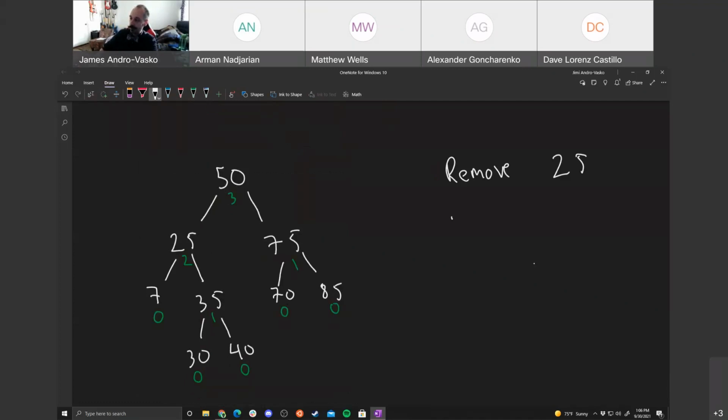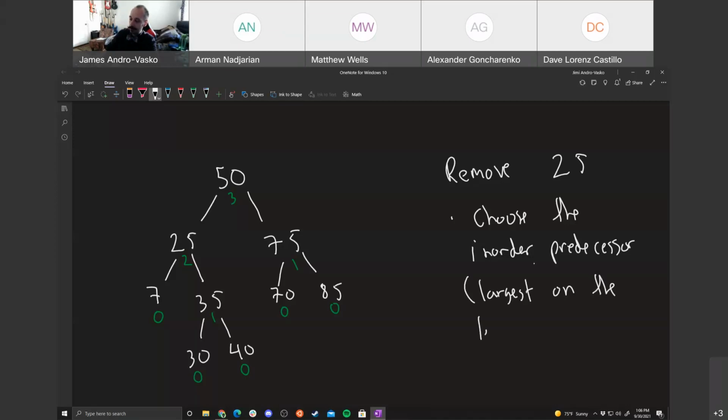25. We're going to choose the in-order predecessor. It really means just the largest on the left subtree. All right, so in this case, it's going to be 7. That's going to be the largest on the left subtree because 7 has no right children. So from the left of 25, you go as far right as possible, and 7 is the first we can go right.